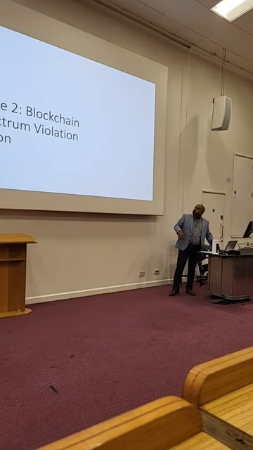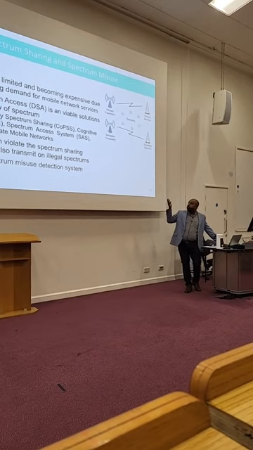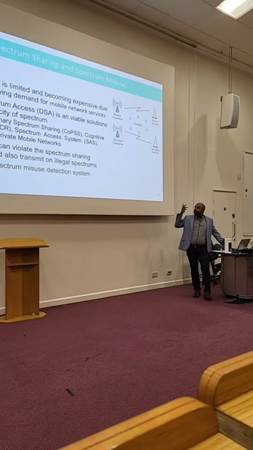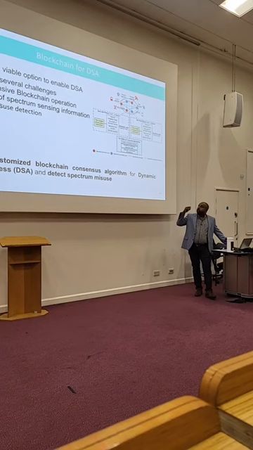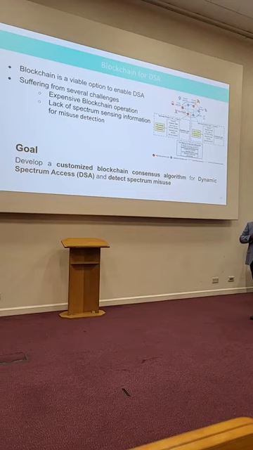And the second one we have proposed is the blockchain-based spectrum violation detection. So I have explained this: spectrum sharing is a problem and dynamic spectrum allocation is the most interesting, better solution, but the problem here is we don't have a way to detect who's violating the spectrum. So misuse detection is a problem in dynamic spectrum allocation. Blockchain is a viable solution to do that, but still blockchain is an expensive operation. One of the reasons blockchain becomes expensive is the proof of work kind of consensus mechanism.